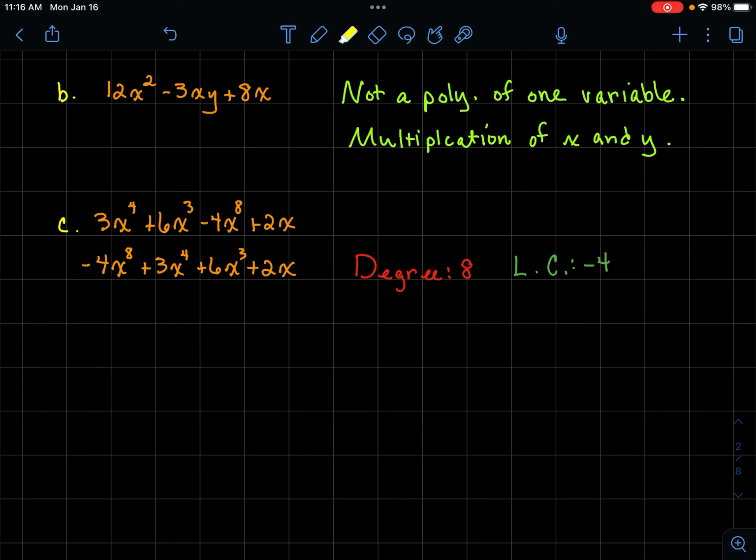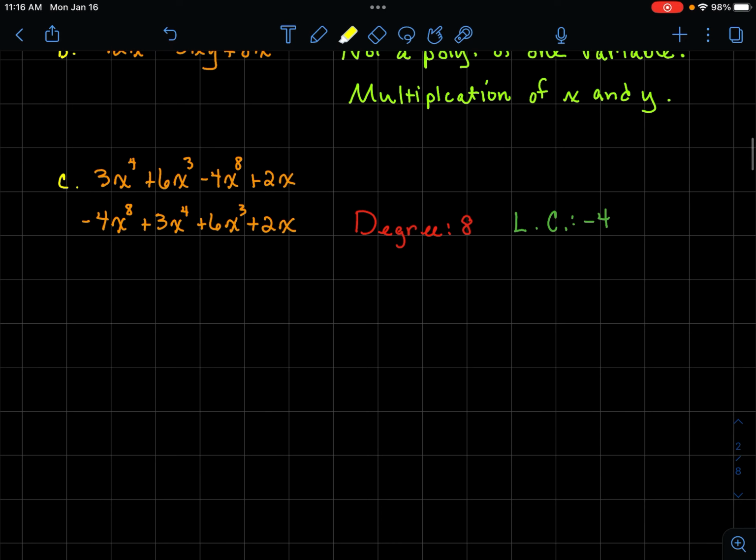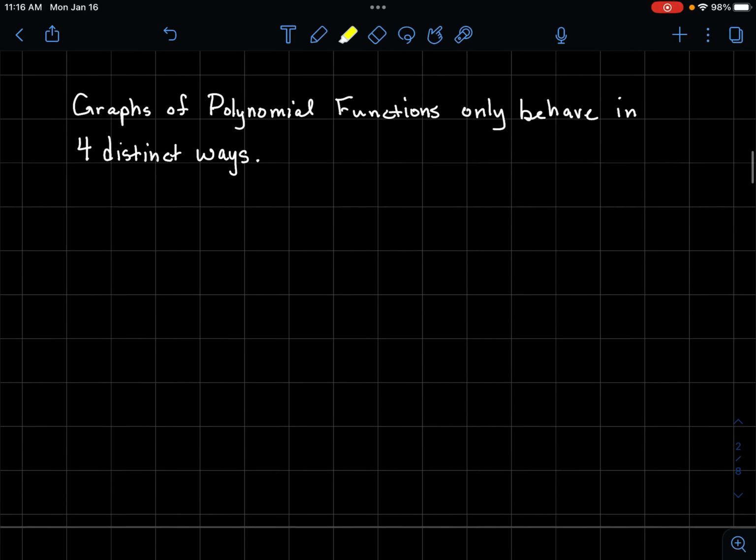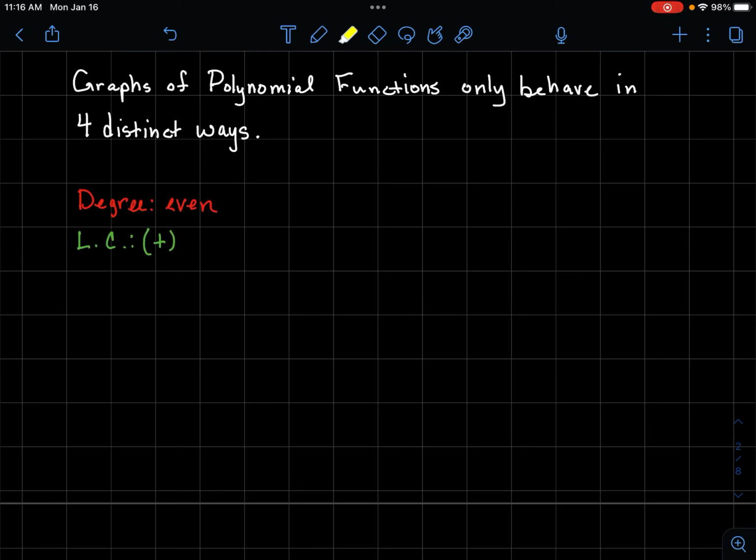So a question that you may have is, what's the importance of a degree and what's the importance of the leading coefficient? Turns out these two numbers will tell us the shape of all polynomial functions, or polynomials in general. And polynomial functions only behave in 4 very distinct ways, and I'm going to go over the 4 here.